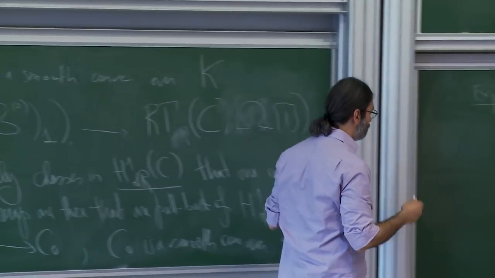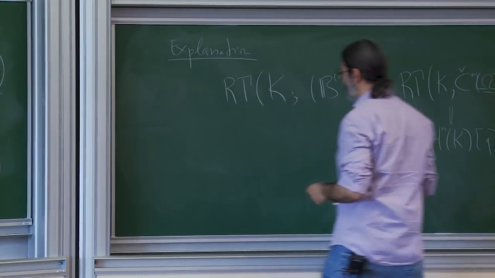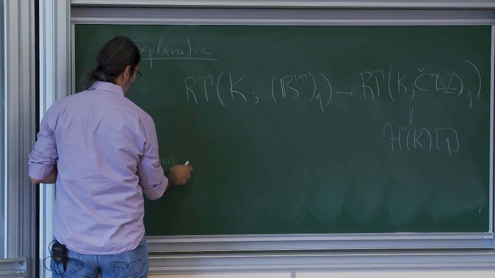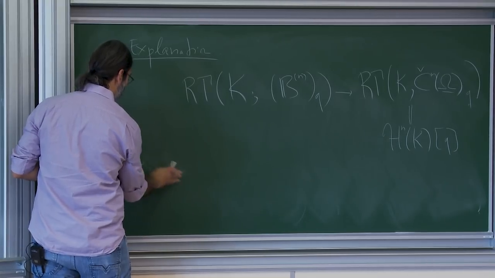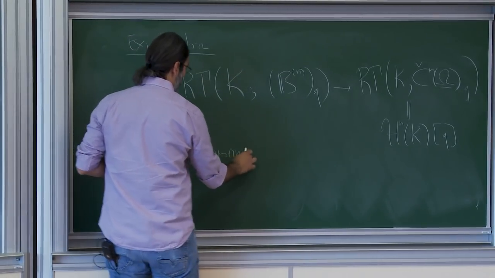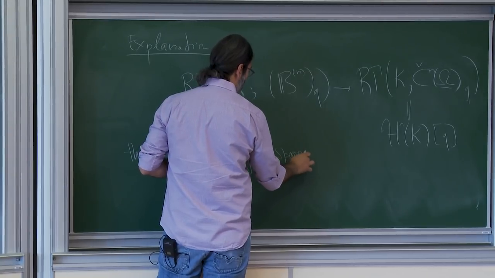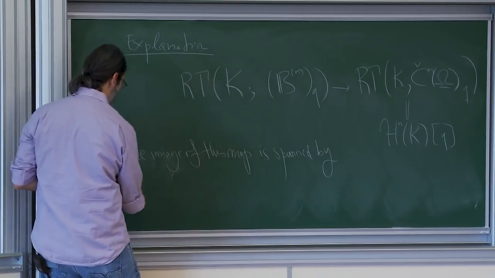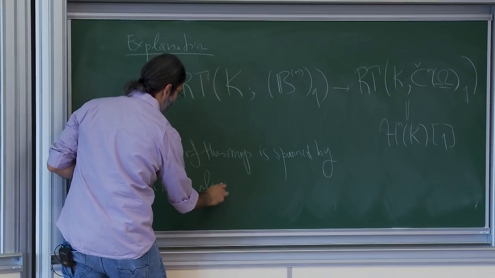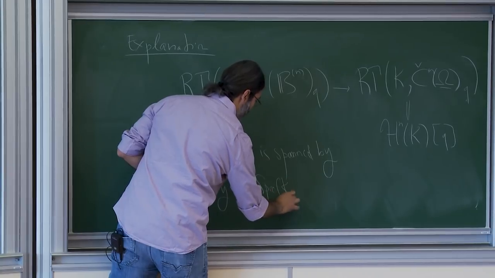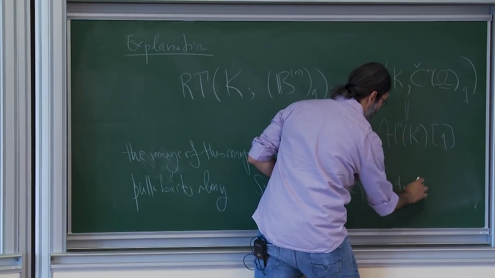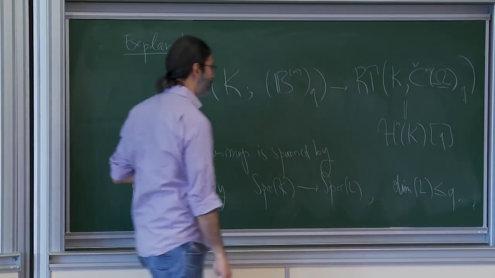Right, so we look at these maps, and one can show that this map, or the image of this map, is spanned by pullbacks along morphisms of differential fields with dimension of L at most Q, or you can take it to be equal to Q.